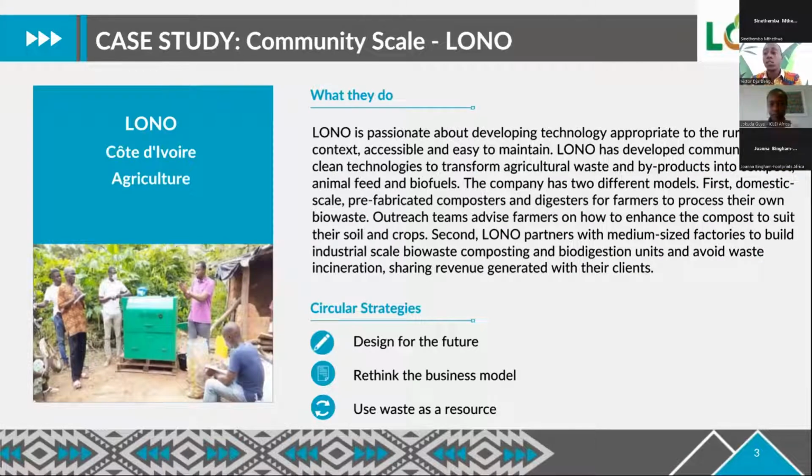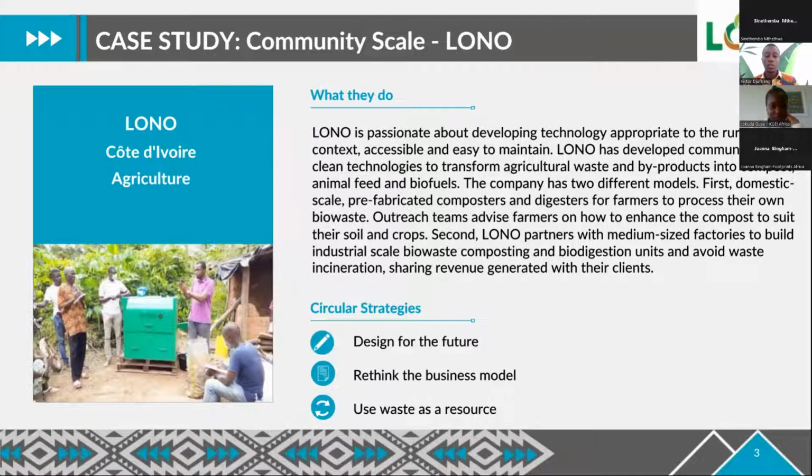So what they do is they develop technologies, usually biodigesters and biocomposters, usually targeted at rural farmers to make it easier for them to access these technologies and also easier for them to maintain. These farmers usually produce cocoa and rubber, and when they harvest them to produce the chocolate that we all love, they usually generate a lot of waste. So Luno designed this technology to help them transform this agricultural waste into compost, biofuels, and animal feeds.